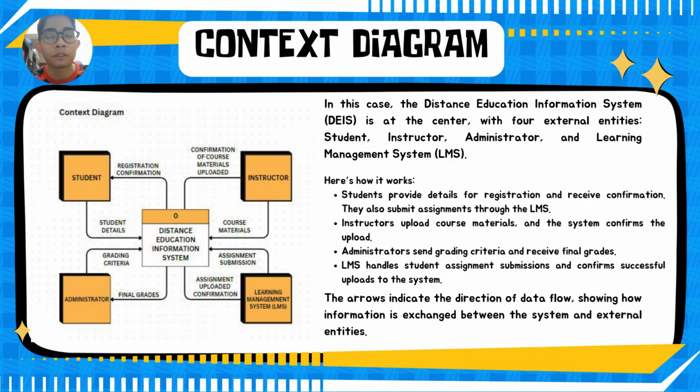Based on the context diagram, the arrows indicate the direction of data flow, showing how information is exchanged between the system and external entities. So that's all for me. I'll pass to Lee for diagram 0 and also the conclusion.